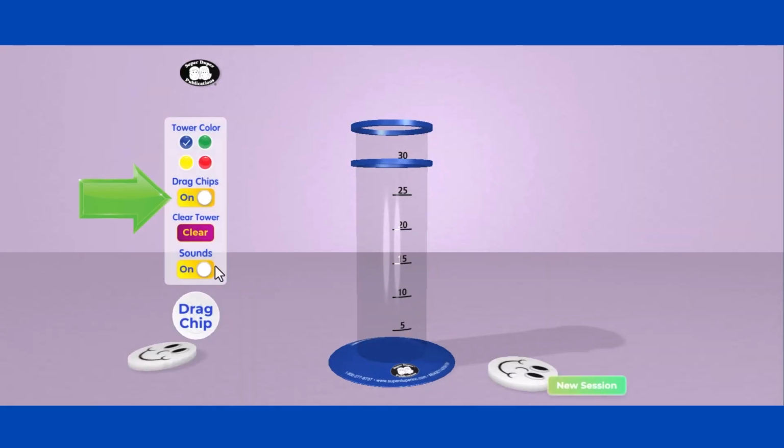Select Drag Chips to manually drag chips into the tower. Click, hold, and drag chips to the top. Then release the chip to drop it.